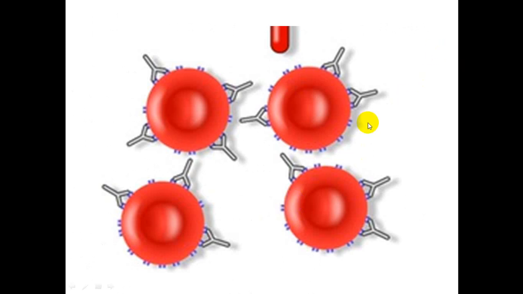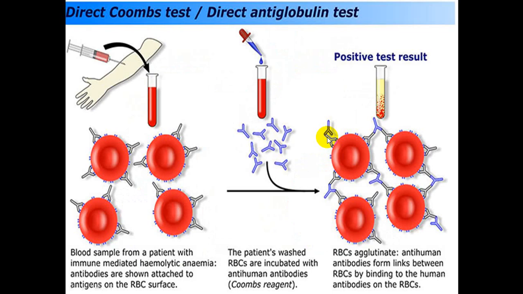These are red blood cells, red blood cell antigens, and these are autoantibodies fixed or coated on the red blood cells. How can we diagnose a patient with autoimmune hemolytic anemia? By the direct Coombs test, or direct antiglobulin test.